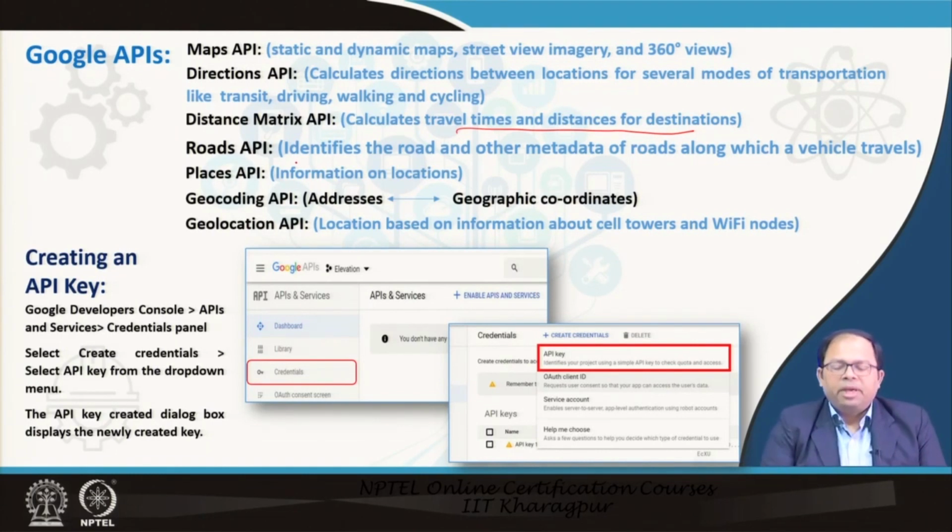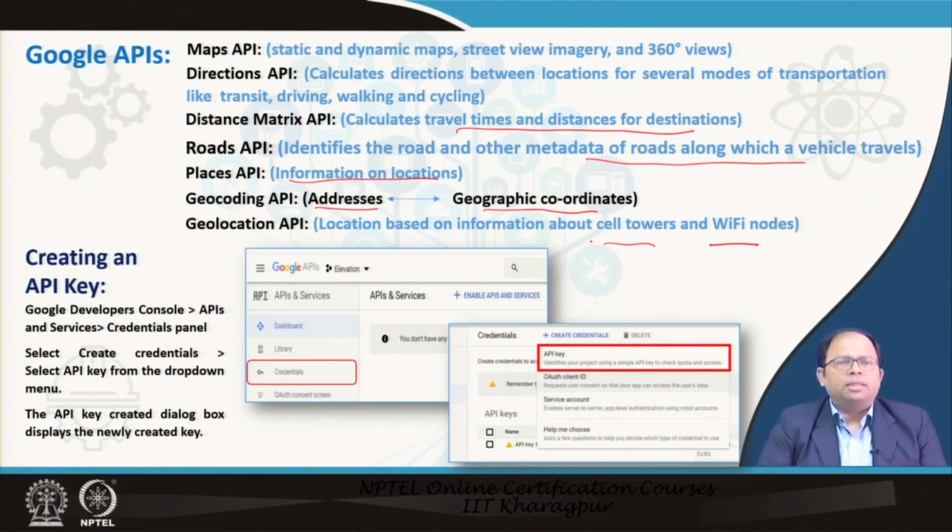Then we have the Roads API, where we get other metadata of roads, and the Places API, where we get information on locations. We have the Geocoding API, where addresses can be given a geographic coordinate, or for a geographic coordinate we can find the addresses nearby. So all these things could be determined using this kind of API. The Geolocation API gives a real-time location of a particular person using cell towers and Wi-Fi nodes. So instead of GPS, we can also go for location search using this API. These are very popular APIs.